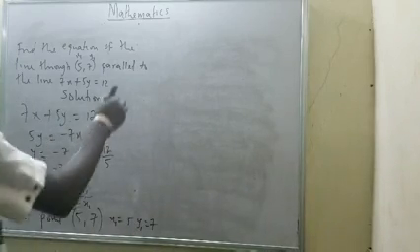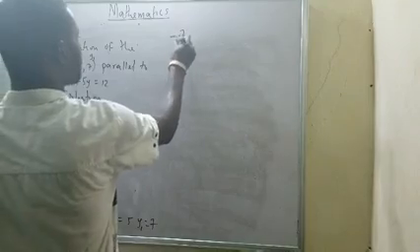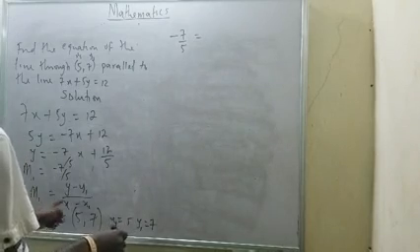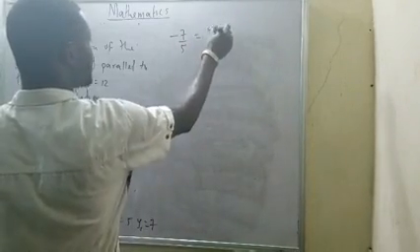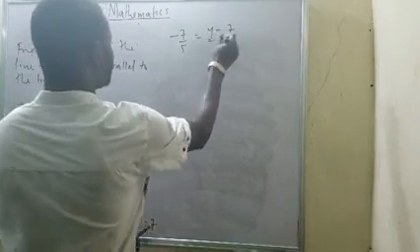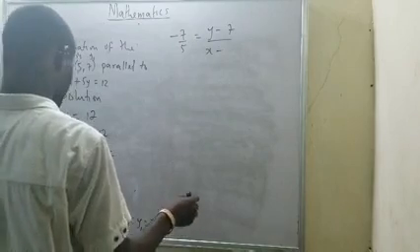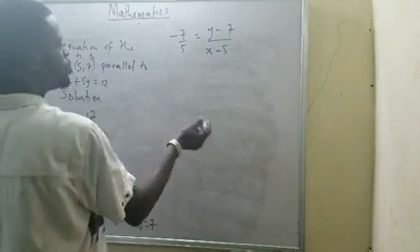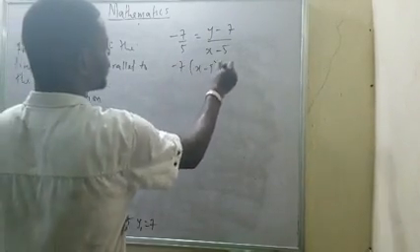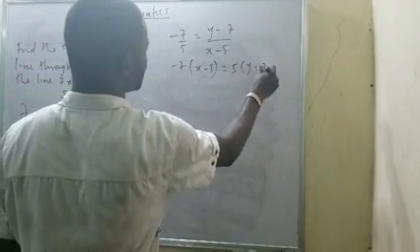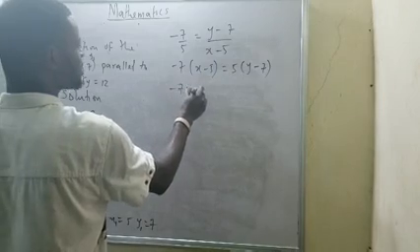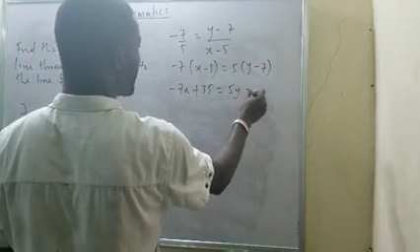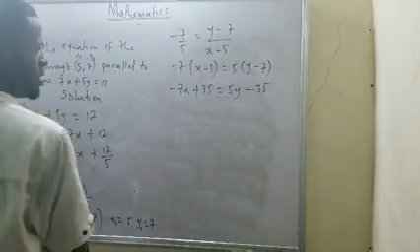Since I know that, what is my m1? My m is already minus 7 all over 5. What is my y1? Y minus 7 divided by x minus, what is my x1? 5. Now, the equation I'm looking for is already out. You can now simplify and do what you want. Minus 7 times x minus 5 equals to 5 bracket of y minus 7. Now, it means minus 7x plus 35 equals to 5y minus 35.